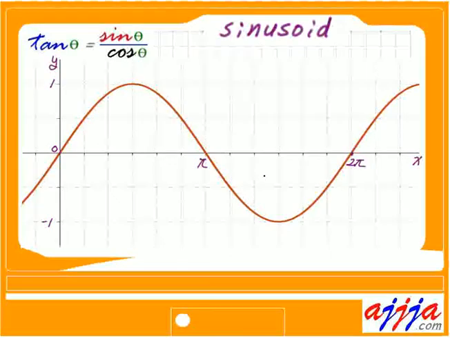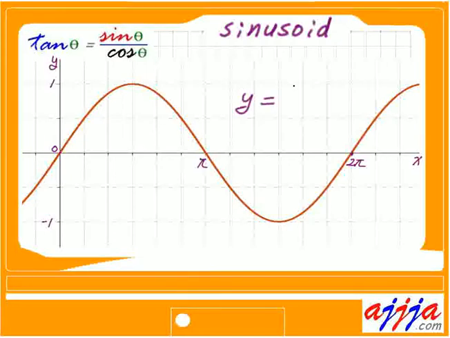A beautiful wave right here. That's right, a sine wave. We call this one a sinusoid. So the functional equation looks like this: y equals f(x), g(x), whatever. Then, very simple, sine x. That's it. y equals sine x.